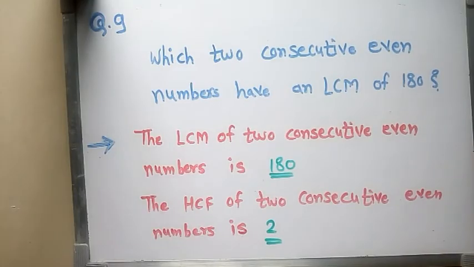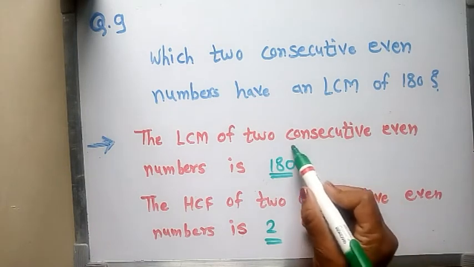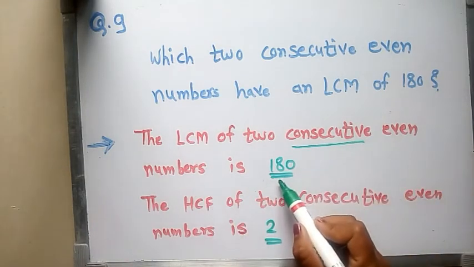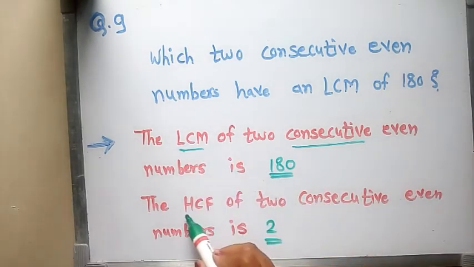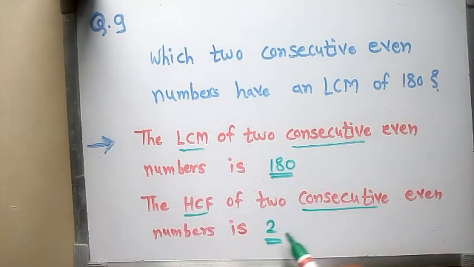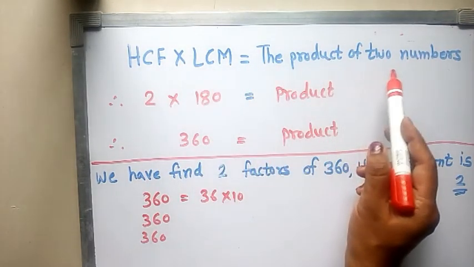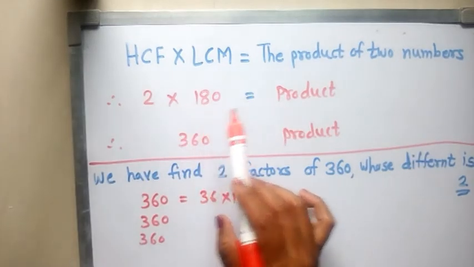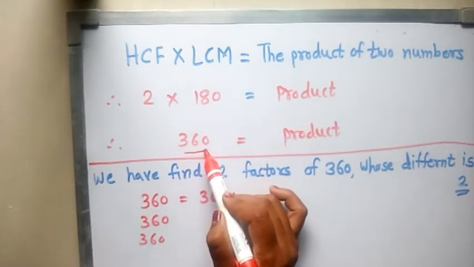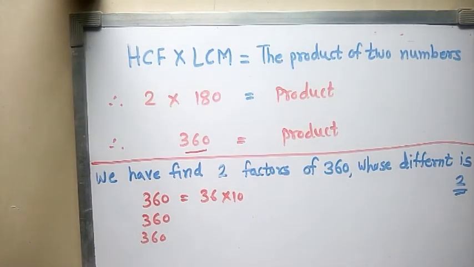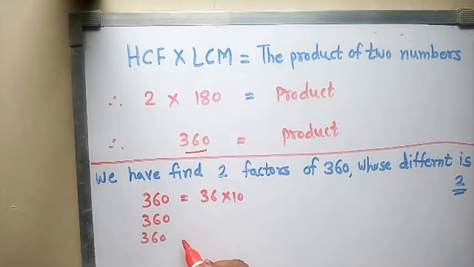Question 9. Which two consecutive even numbers have an LCM of 180? The LCM of two consecutive even numbers is 180. The SCF of two consecutive even numbers is 2. Next step is to find the two numbers. Write down the formula. 2 into 180 is equal to the product, 360. We find two factors of 360 whose difference is 2.